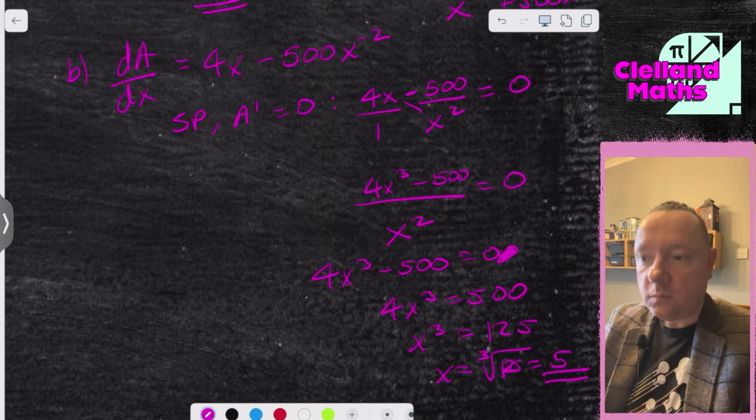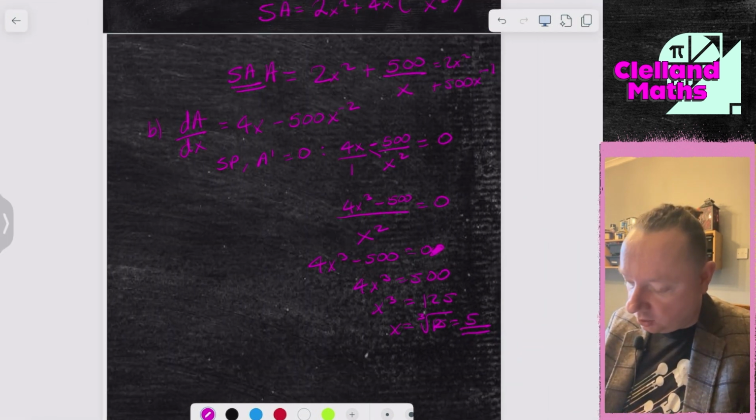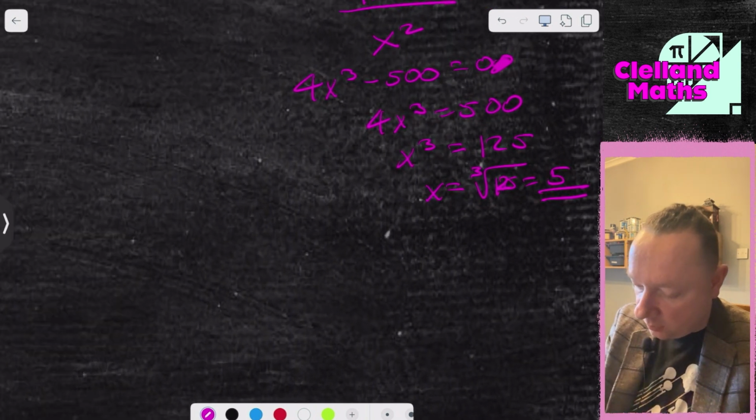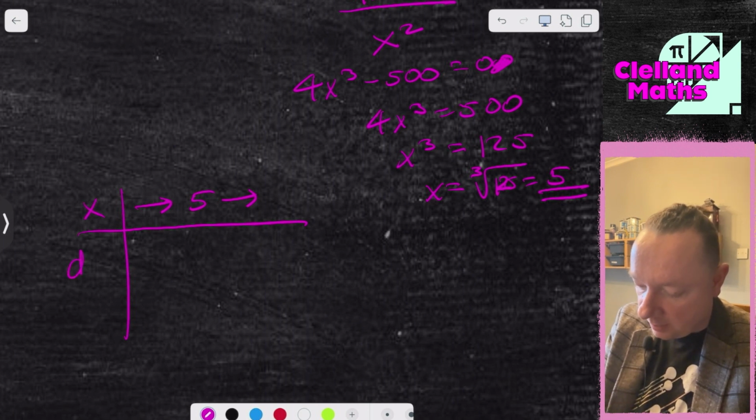so you could say that is the answer, but you do have to verify it. So we need a nature table, along to 5 and along, dA by dx.